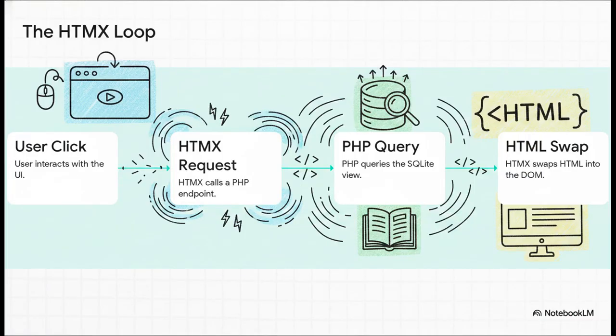Let's walk through this data loop. It is hyper-fast and elegantly simple. Step 1, your user clicks a button in the browser. Step 2, HTMX fires off an HTTP request to a PHP endpoint. Step 3, PHP queries that optimized SQLite view we just talked about and instantly binds it to a native HTML template. And Step 4, HTMX gets that pure HTML fragment back and just swaps it directly into the DOM. Notice what's missing? No complex React component lifecycle, no heavy client-side router, no state hydration.